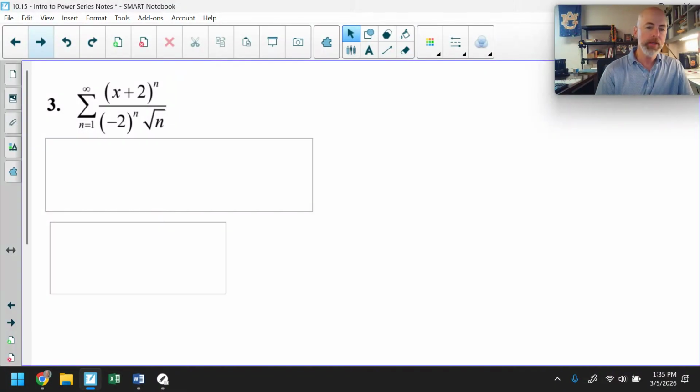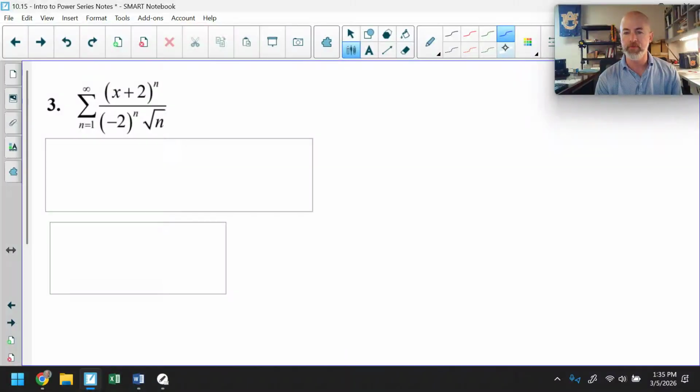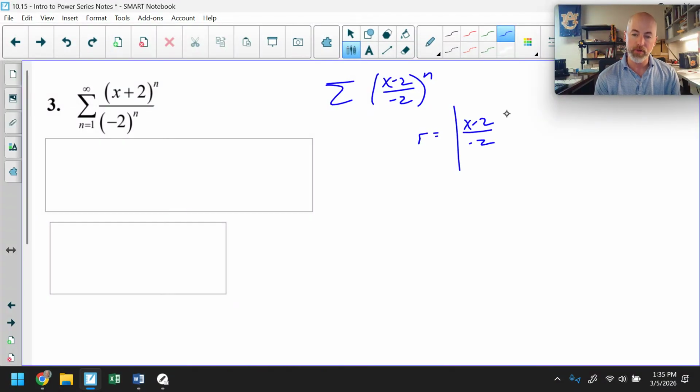Now let's look at this one. Again, I'm wondering, is this a geometric series? And it almost is. I'm going to show you this just for the sake of making a point. If this root n was not here, then I could rewrite this series as the quantity x minus 2 over -2 to the n power, and that's a geometric series with the ratio of x minus 2 over -2, and I know that will converge when the absolute value of that is less than 1.